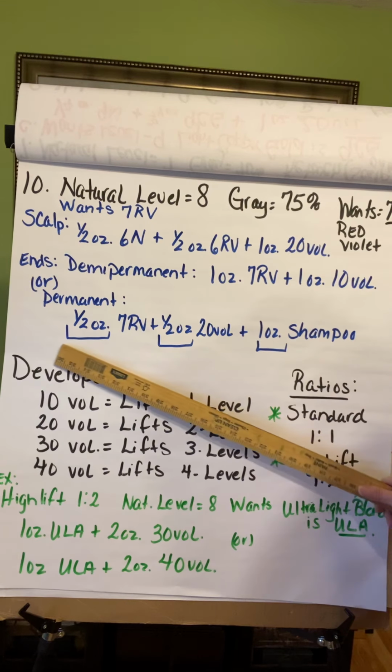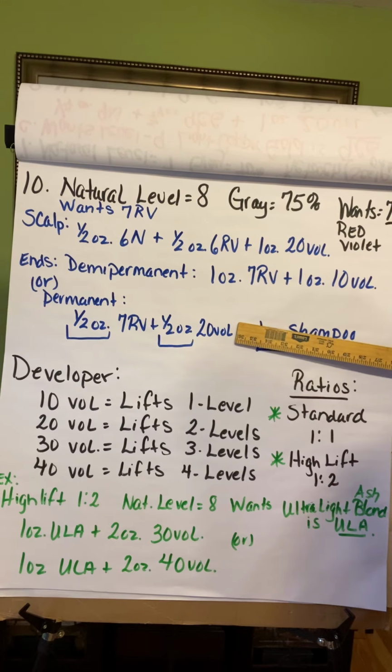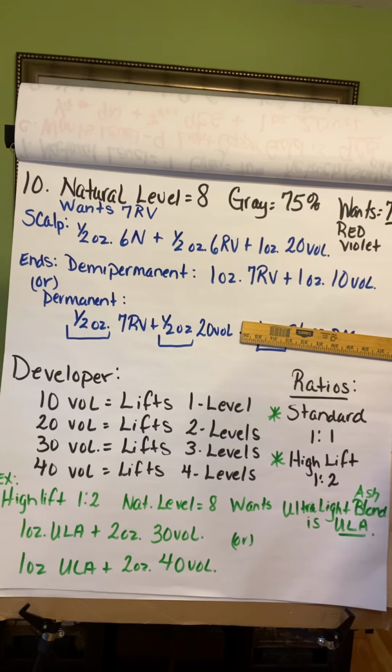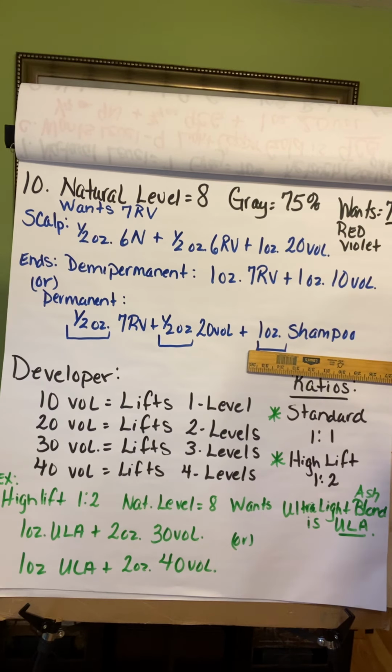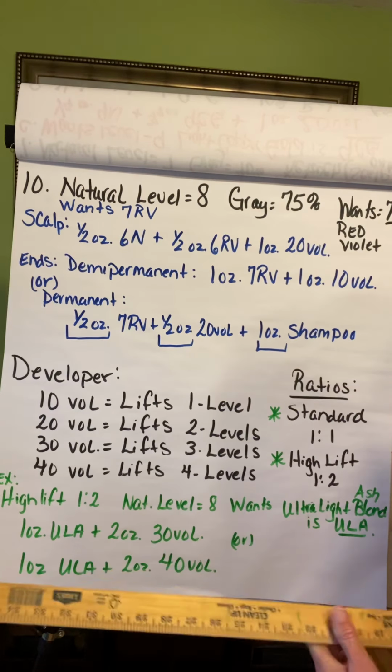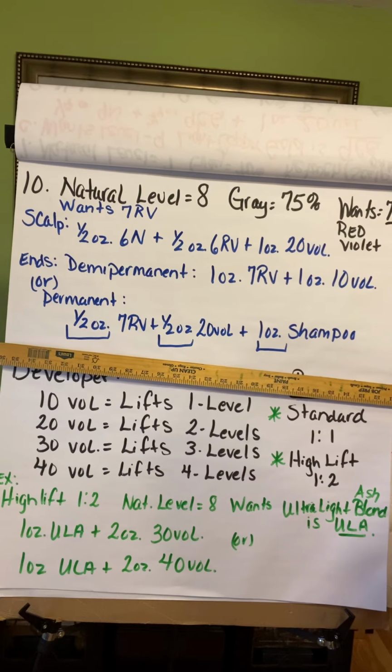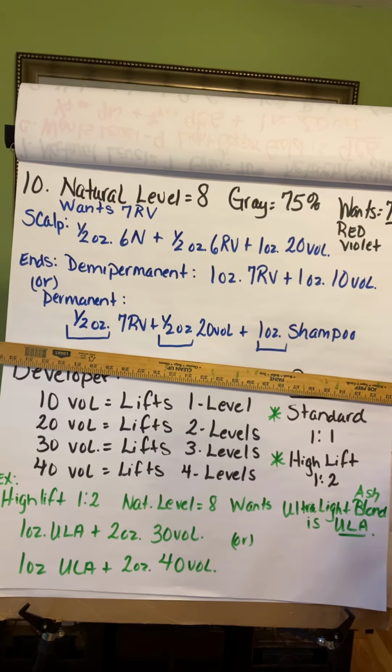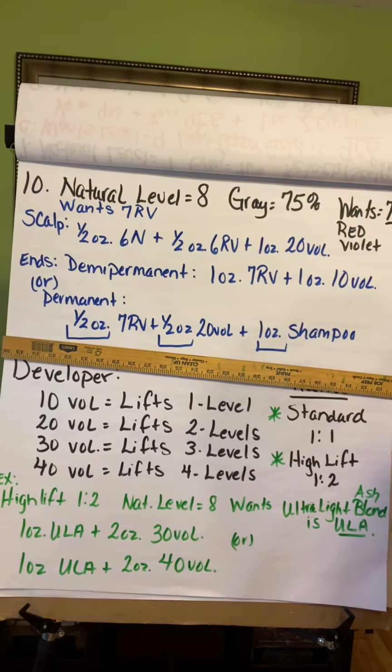So I got 1/2 an ounce of color and 1/2 an ounce of developer, which is 1 ounce of color total. I got 1 whole ounce of color. So if I'm using permanent color, I have to add shampoo in equal amounts. So now I'm adding 1 ounce of shampoo. So when you're doing the ends, and for any test that you do, or on your client card, you want to write down what you do to them.